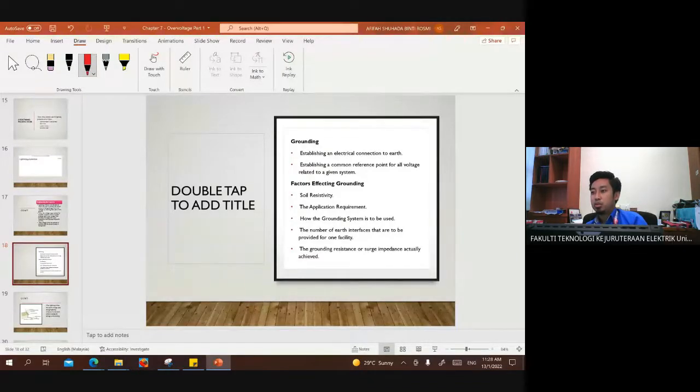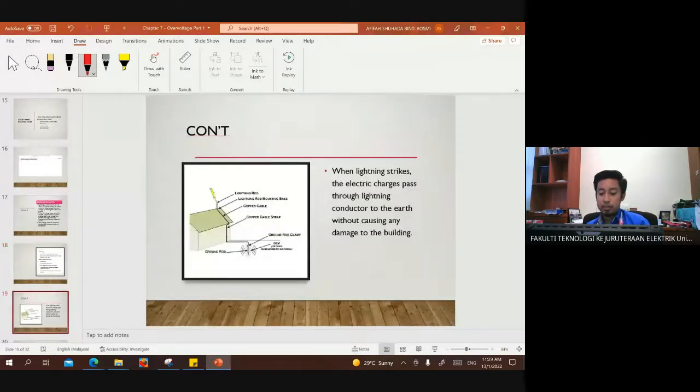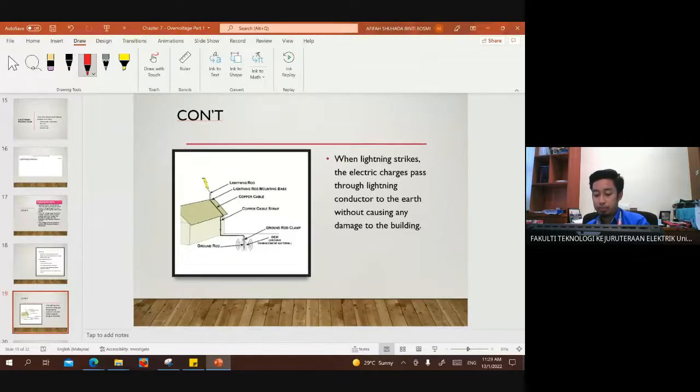So the factors affecting the ground system, the first is the soil resistivity. The soil resistivity must be lower than 10 ohm. And then the application requirement, how the grounding system is to be used. There are several techniques of the grounding system. Then the number of earth interfaces to be provided for one facility, and the grounding resistance or surge impedance to actually achieve.